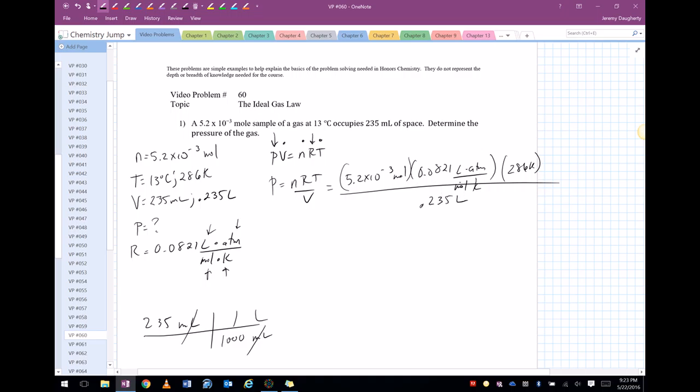So look, see, moles cancel out, Kelvins cancel out, liters cancel out, I end up with atmospheres, and that's good, because that's what I'm looking for. So 5.2 e to the negative third times 0.0821 times 286, and the whole thing divided by 0.235. So I get a value of, how many sig figs? 2 sig figs because of the temperature. So the pressure is equal to 0.52, and that's going to be atmospheres.